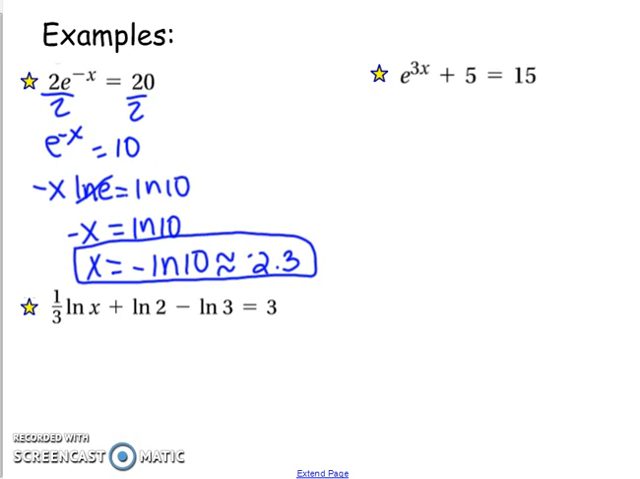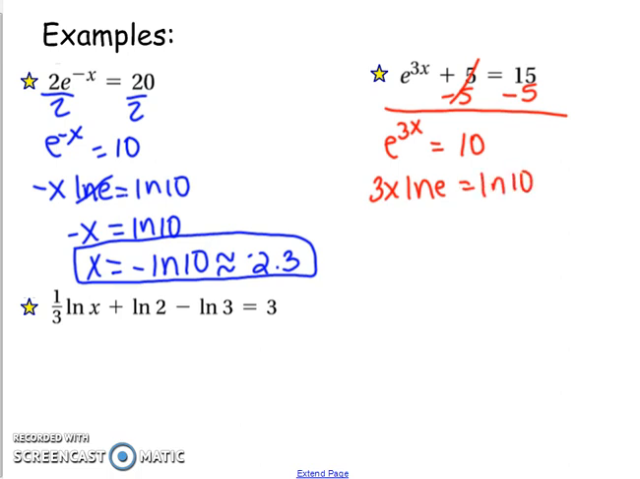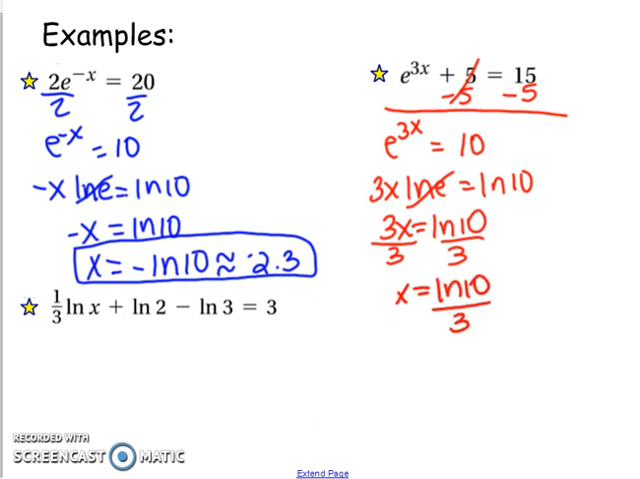Okay, in the next one, we're going to, again, isolate the e. So subtract the 5. e to the 3x equals 10. And then we're going to take the ln of each side. So 3x ln e equals ln 10. ln of e is gone. So 3x equals ln of 10. We're going to divide by 3. So x equals ln of 10 divided by 3 as my exact answer, and as my approximate, I have 0.77.